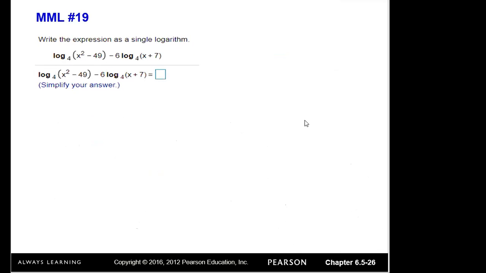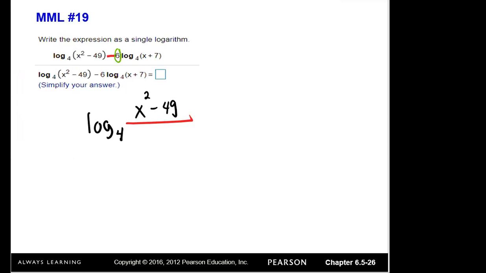I may have done too many examples. Another one, single logarithm. I'm subtracting. So this is going to be log base 4 of the x squared minus 49 all over. I'm going to do two steps in one here.